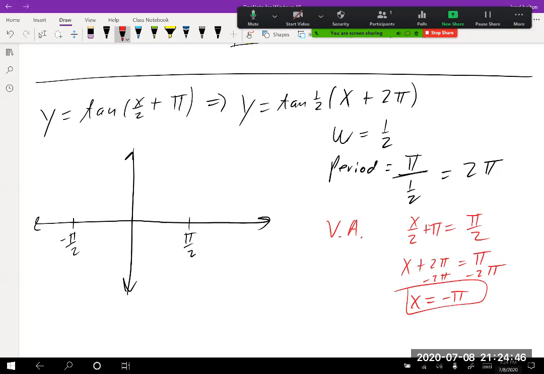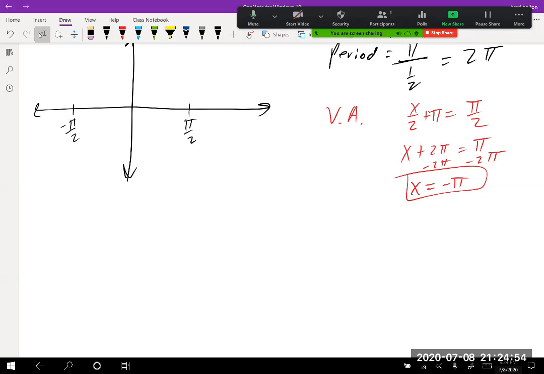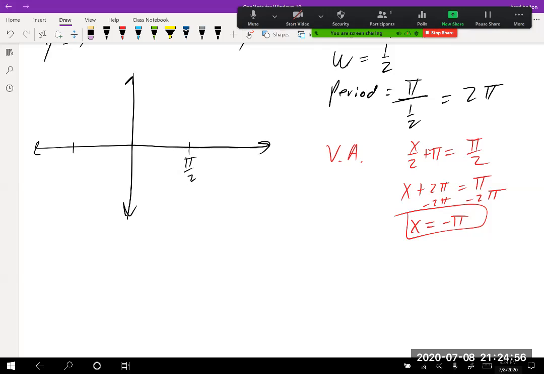Okay, and that would be at pi halves, 3 pi halves, 5 pi halves, 7 pi halves, and so on and so on. So our first one will be at negative pi. So that means that this is actually now negative pi. And then what is our period? Period is 2 pi. So then that means this should be pi, because if we calculate this distance, that is a distance of 2 pi. So I'm feeling pretty good that those are my asymptotes.